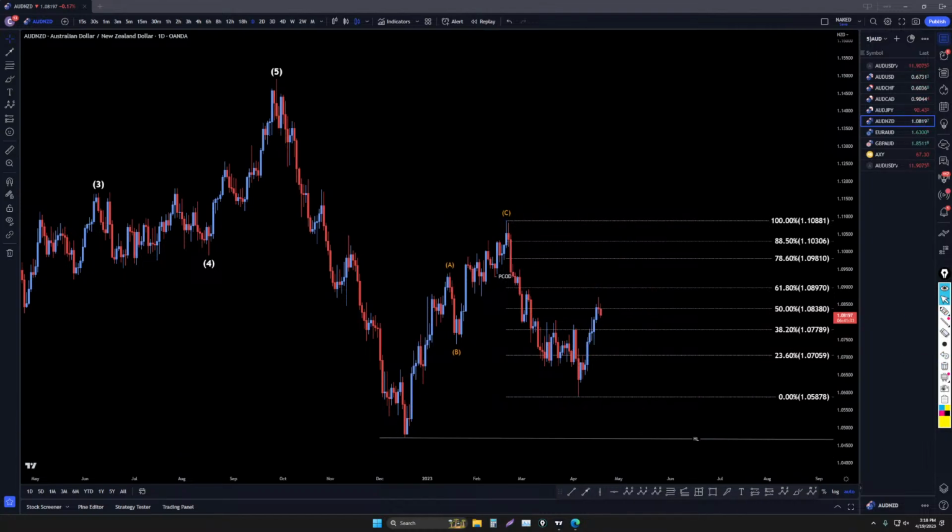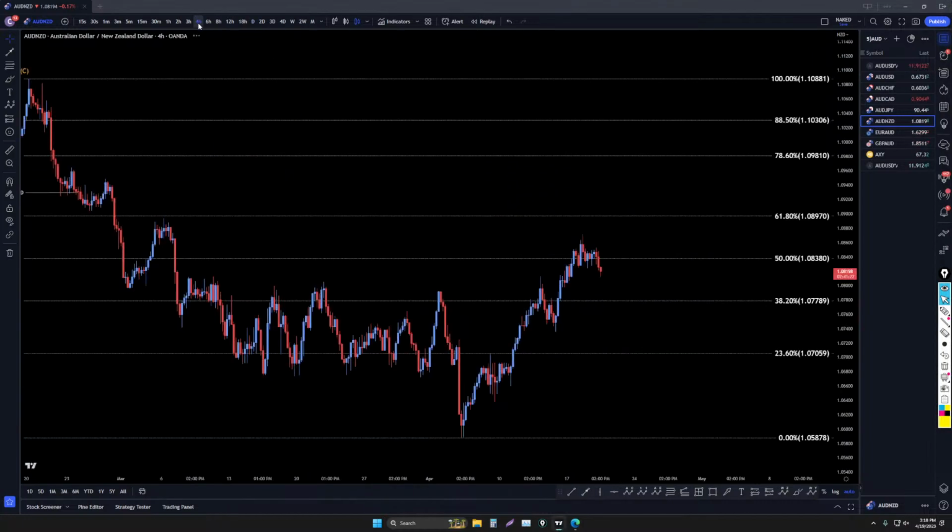I was watching it on my second screen because I've been in an EU trade. Like I said, I was long and then I was short, and now I'm back long. So I've been trading both directions today and doing really good.